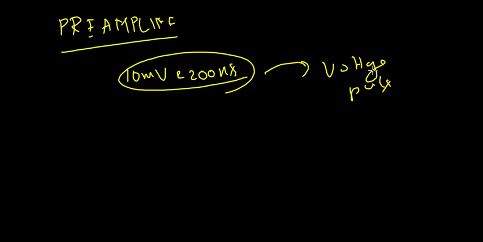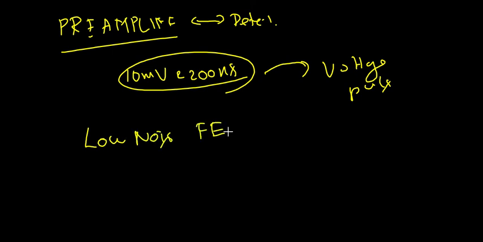And normally, to maximize the signal to noise ratio of the output pulse and preserve the gamma ray energy information, the preamplifier must be very close to the detector. That is to reduce the noise, thereby increasing the signal to noise ratio. That's the requirement of the preamplifier. Most probably your preamplifier will be a low noise FET. FET amplifier is the most preferred choice.